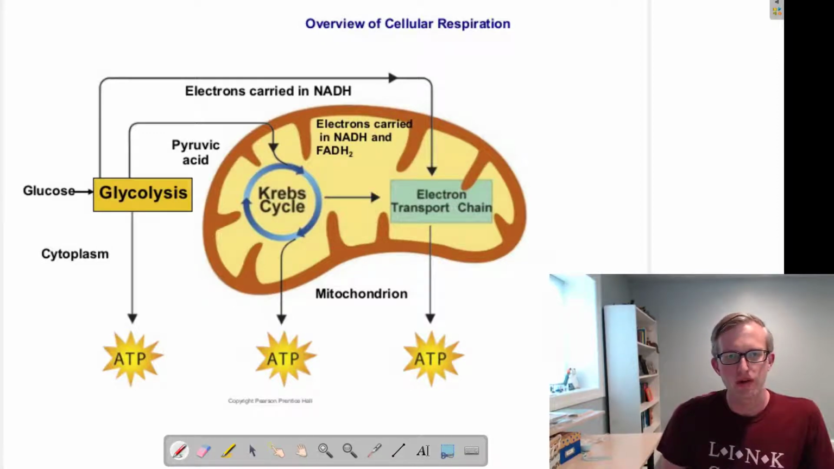I'm going to do a quick run through the process of cell respiration and the three parts of it. This will be similar to what we saw in photosynthesis, but we'll do it a little bit more quickly. You guys have handled everything super well so far.